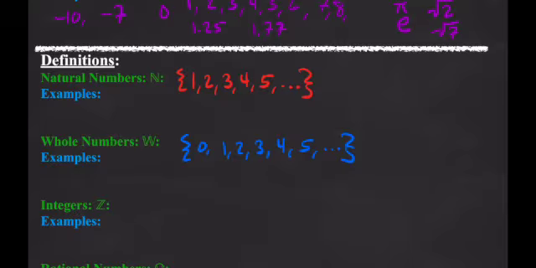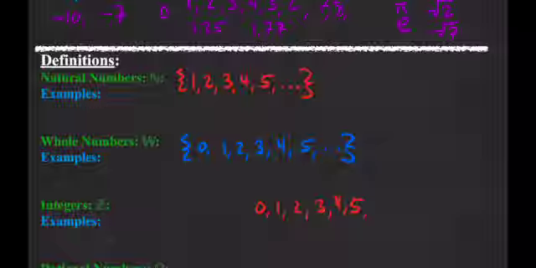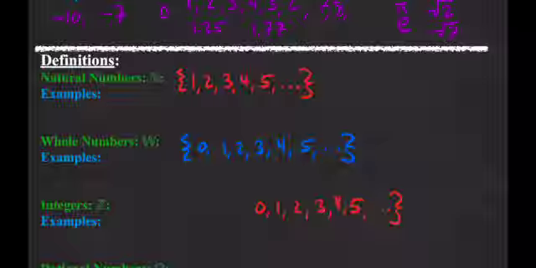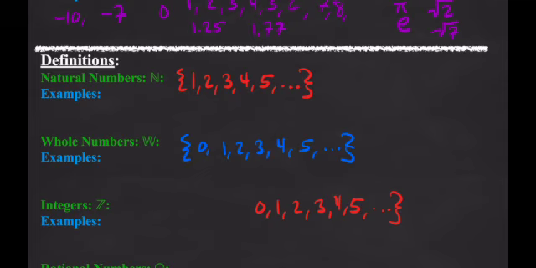Integers, take this and add something else onto this. So we are going to have 0. We're going to have 1, 2, 3, 4, 5. And this still goes on forever. What integers do is it adds numbers on the other side. So instead of being positive, now we get our negative numbers. So now we have -1, we have -2, we have -3, -4.